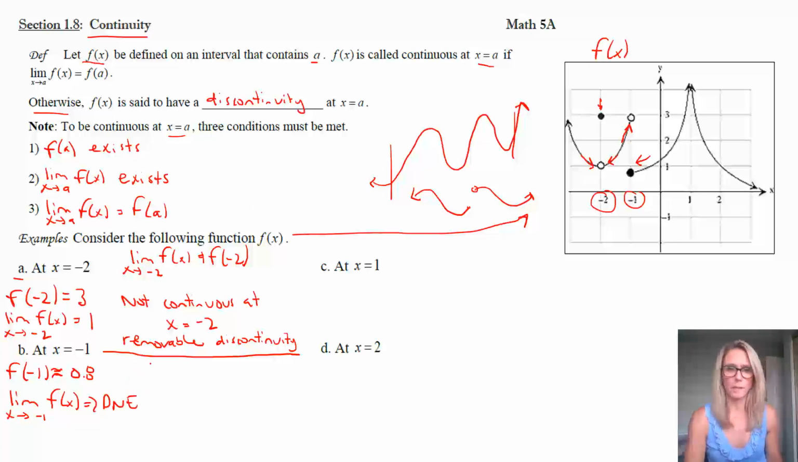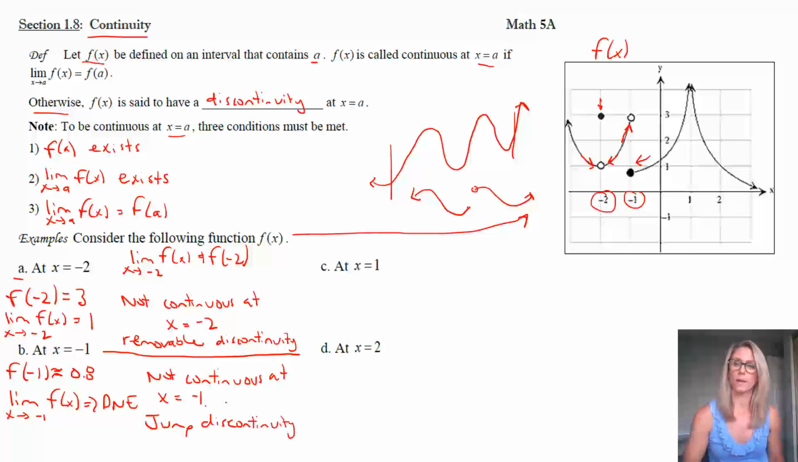So because this limit does not exist, we are not continuous at x equals negative 1. Now this is what's called a jump discontinuity. And that is because, as you can see, you have to jump from one value to the next to get to either side of that limit. So it's called the jump discontinuity. It makes sense at a jump.